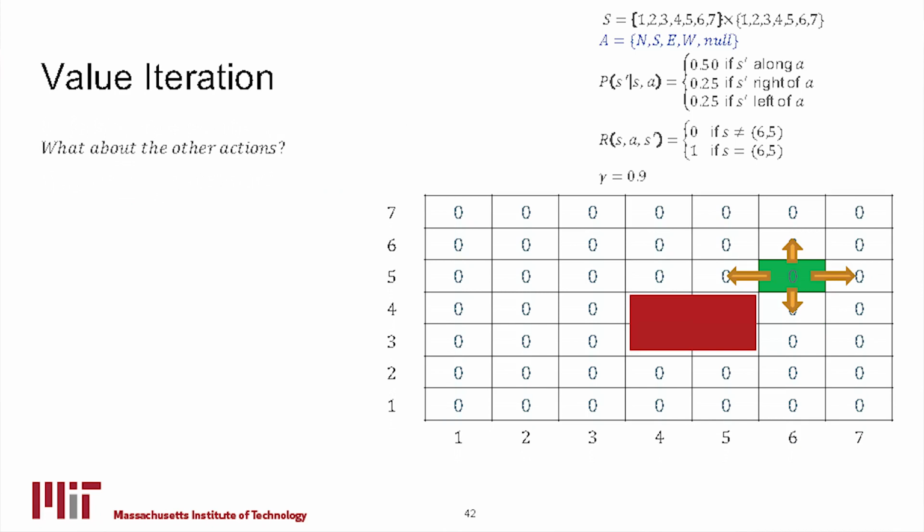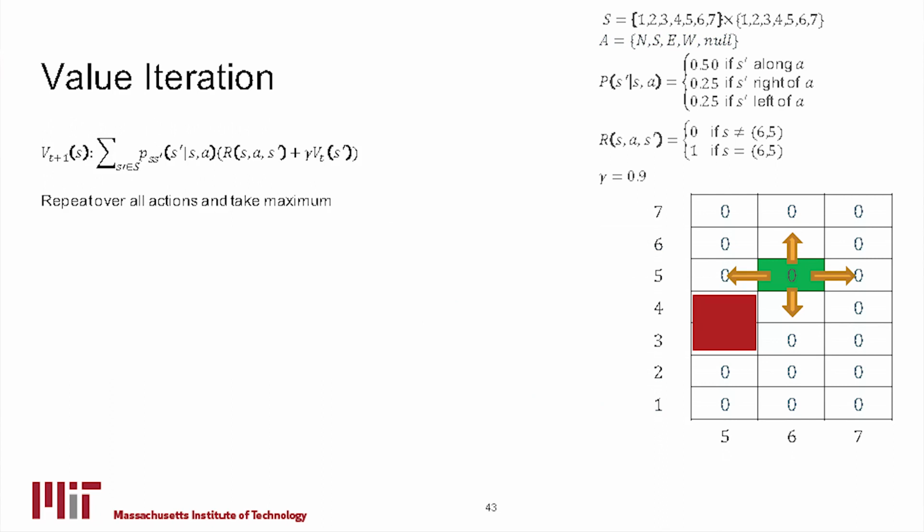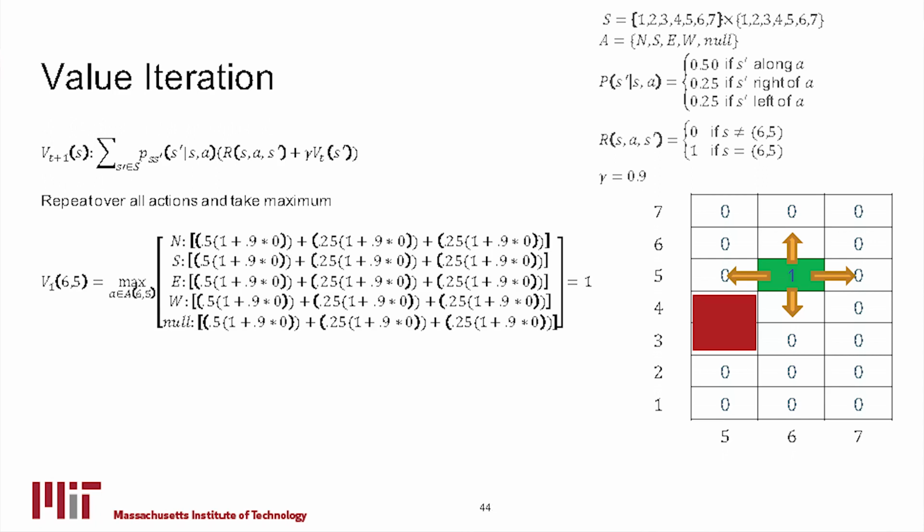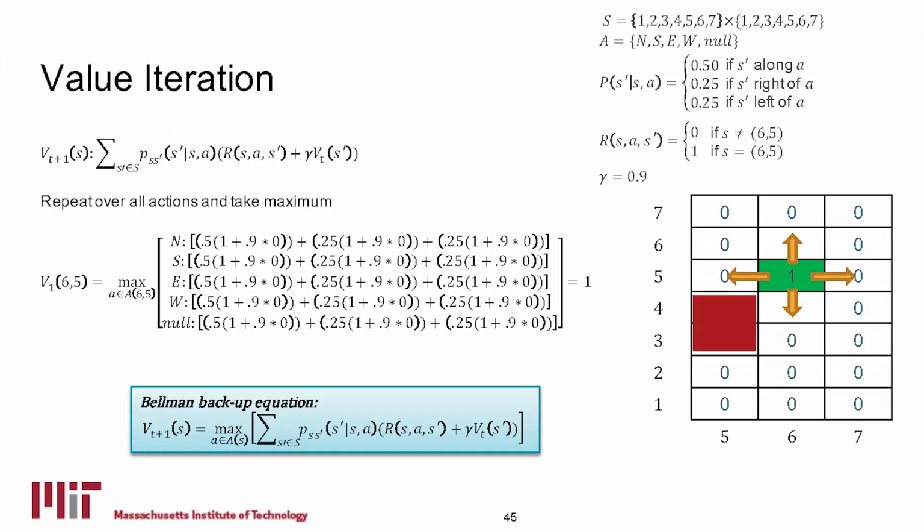So we want to make sure that we're getting the best possible value. So we need to incorporate all the other actions that we can take from that state. So what's going to happen is we're going to take that general formula, repeat it over all of the possible actions, and then take the maximum of that. For this example, this state is very easy. All of them are the same in this case. But we go across and we see that we get a value of 1. And we update it as shown in the graph. This gives us what's called the Bellman backup or update equation.